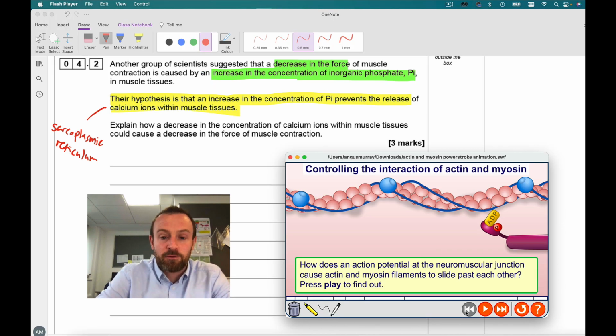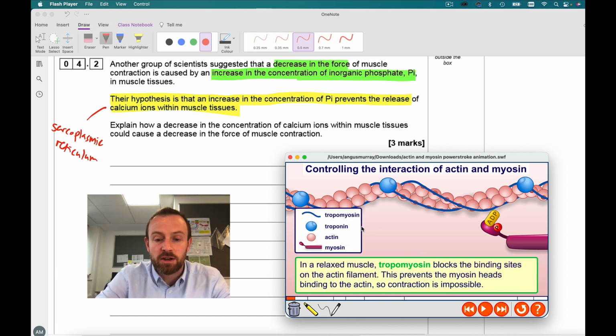Okay, I've got that animation ready for you now. So how does calcium normally work to initiate muscle contraction? The actin fiber is normally covered by troponin and tropomyosin. In this animation, tropomyosin covers the myosin head binding sites on the actin, and troponin, these little blue proteins here, they're not actually blue, just colored blue in this animation, is sitting on top of tropomyosin.